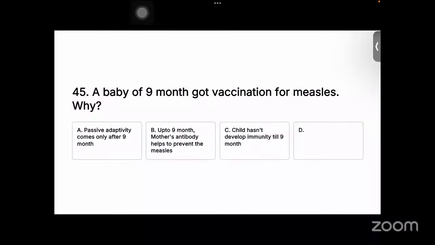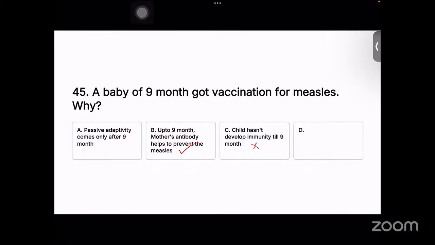Okay, next, going on, a baby of 9 months got a vaccination for measles. Why? So here, maternal antibody helps to prevent the measles up to the 9th month is the right answer. Okay. Child hasn't developed immunity till the 9th month is not right. Infant immune system is functional from birth. So this is wrong. Passive immunity comes only after the 9th month. This is also wrong. Passive immunity means antibodies transferred from the mother, which is present right from the birth, not acquired in the 9th month.